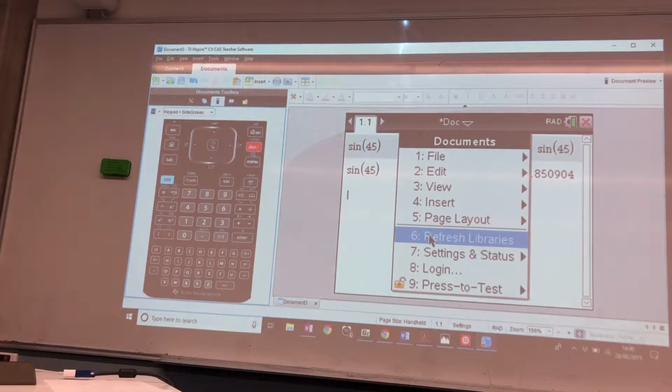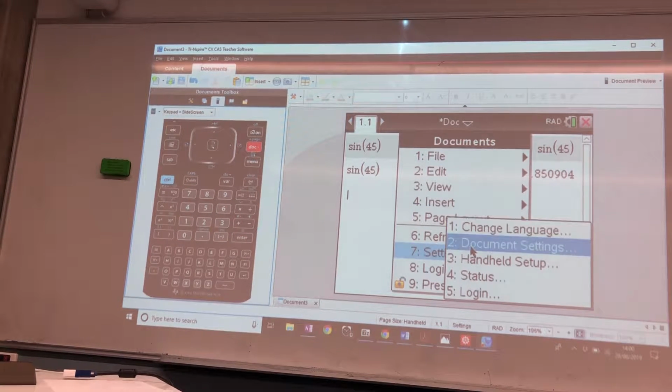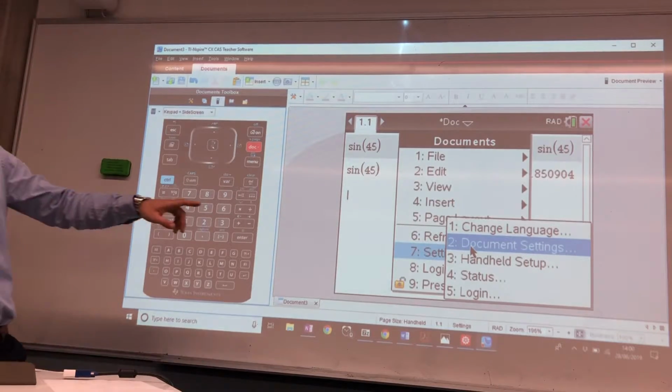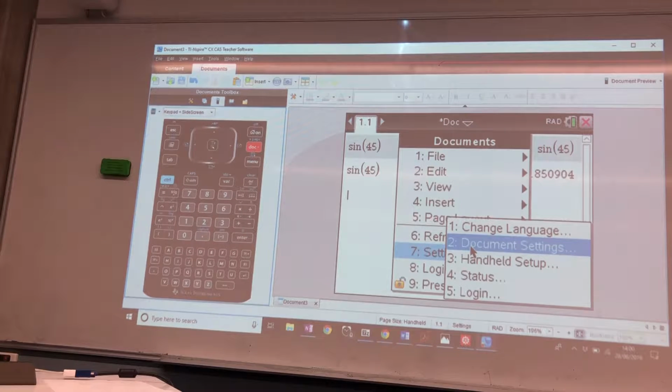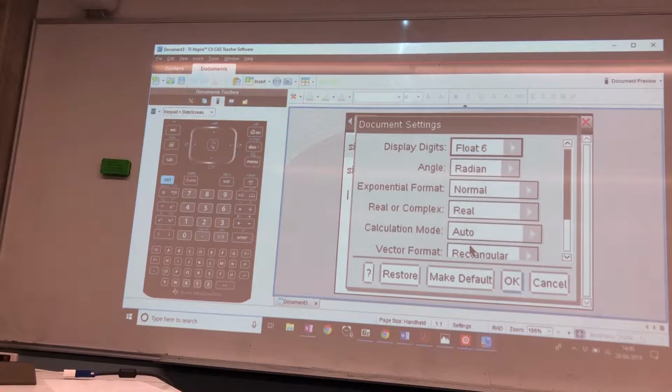Go down to settings and status, and then document settings. So that's doc 7.2. What do we see about the second input there? It says radian. Let's bring down that drop box and change that to degree.